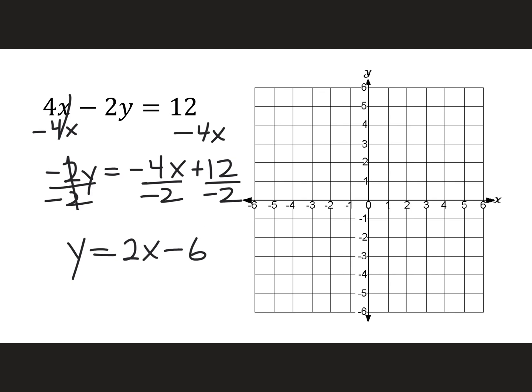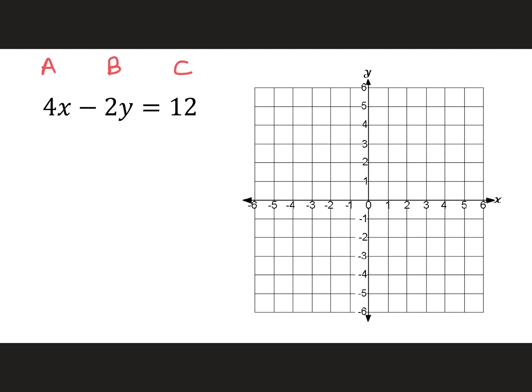And so now it's time to graph it. So we're going to find the -6 on the y-axis, and then we're just going to go up 2 over 1, and then we're going to draw a line. There we go. But is there an easier way? Well, let me show you. When the c value can be easily divided by the a and b values, there is definitely an easier way to graph. So let me show you how.